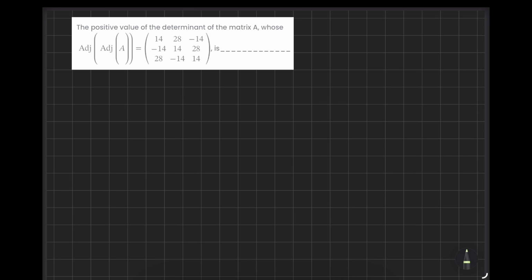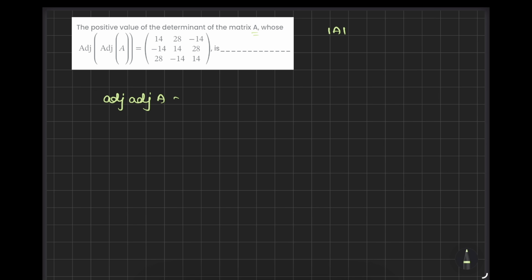So, we got a wholesome new problem which says: find the positive value of determinant of A of the matrix A. Okay, so we need to find out determinant of A and it should be positive, not negative, whose adjoint of adjoint A is given this. Great. So, first I'll copy paste the question.